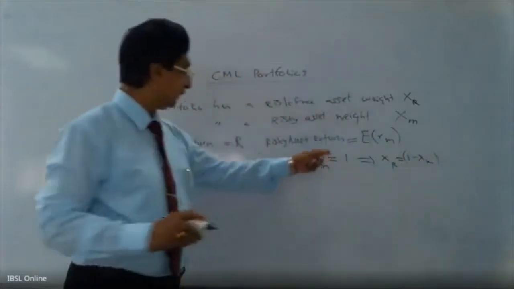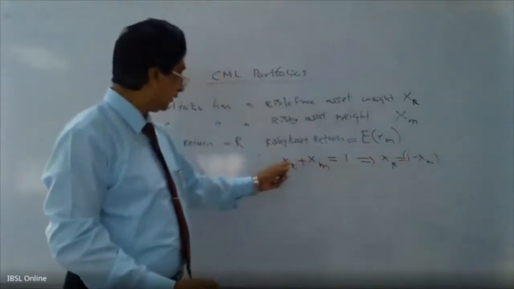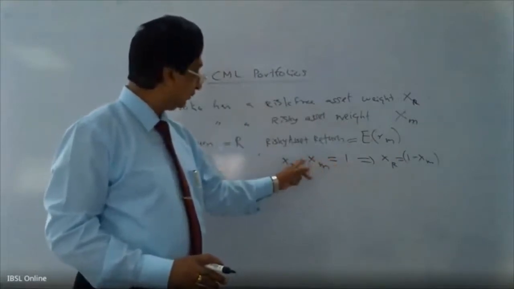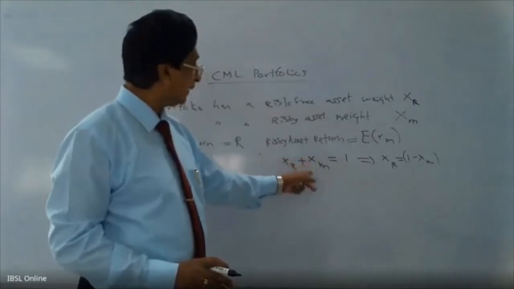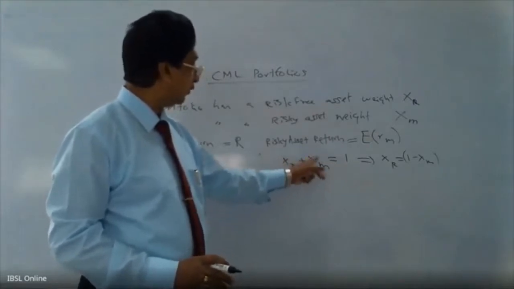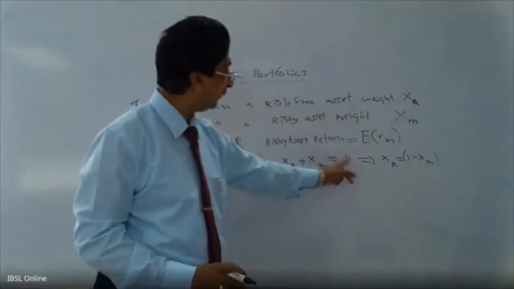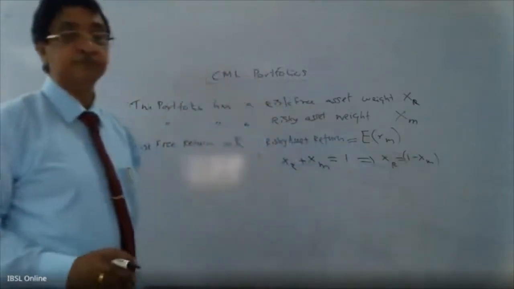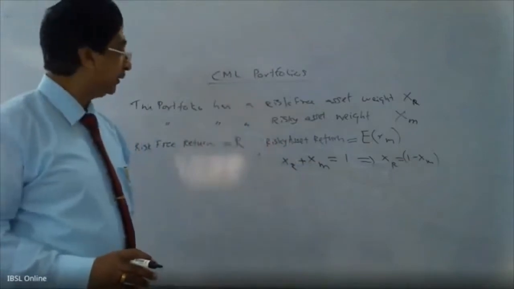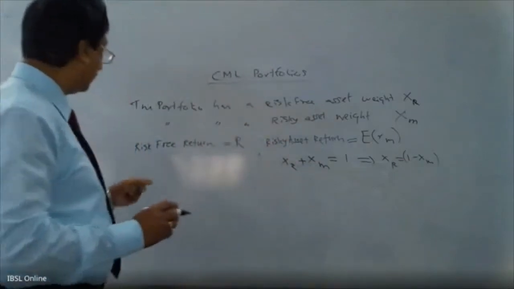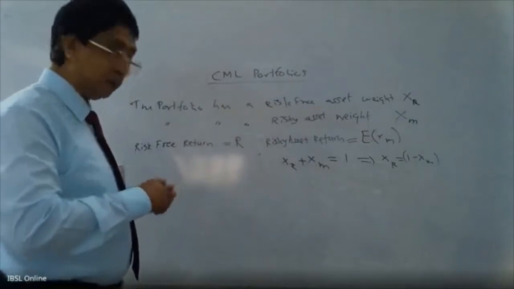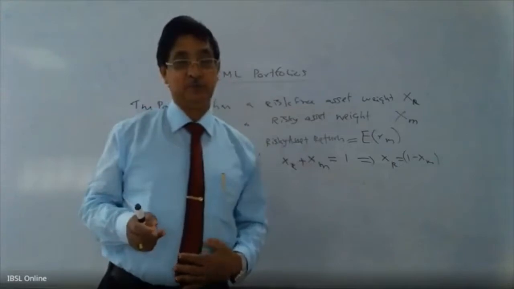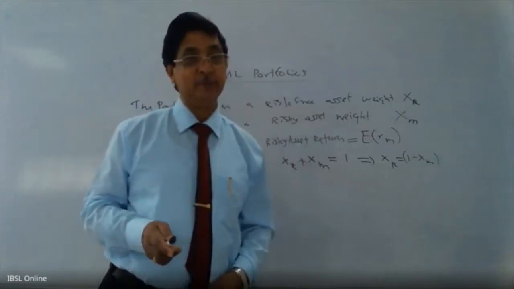I think it is understood because you have this equation. If you remove this XM from this side, you have to deduct XM from this side. Then XR is equal to 1 minus XM. Right? Okay. Now I will calculate the return of the capital market line portfolio.